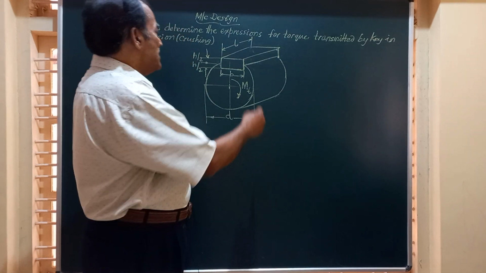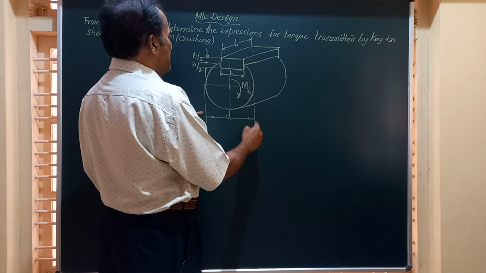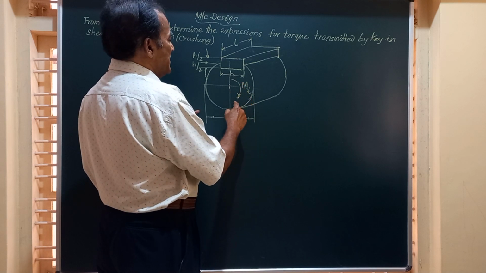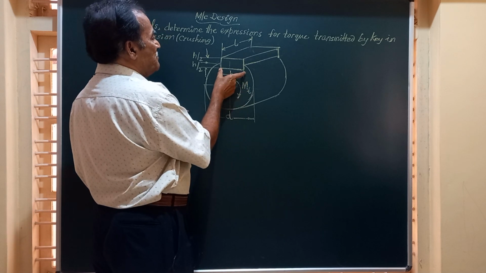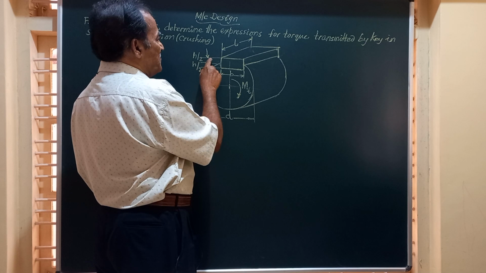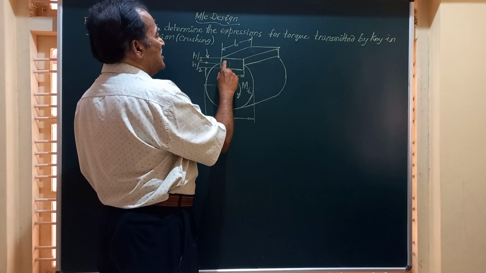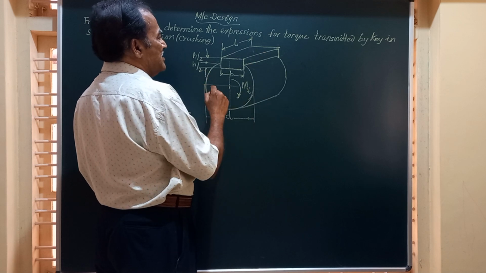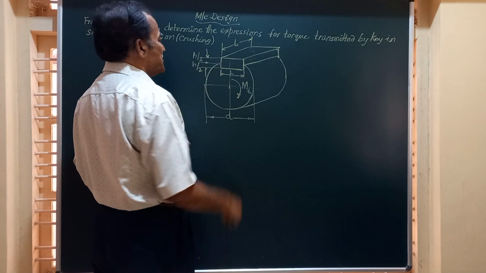Friends, in the figure I have drawn here, I have shown a shaft of diameter D transmitting a torque Mt through a key having width B, thickness H, length L. Here, half the thickness of the key is inside the member and half is projecting outside. Now, let us see how to derive this equation.